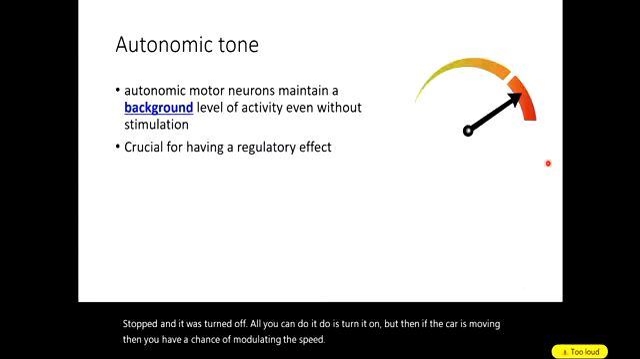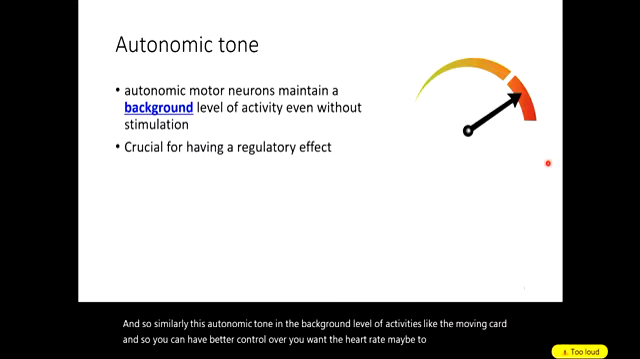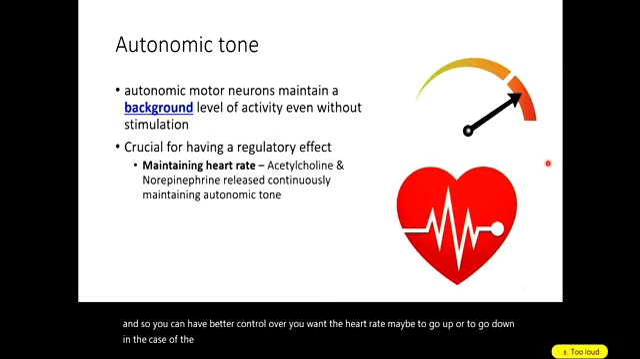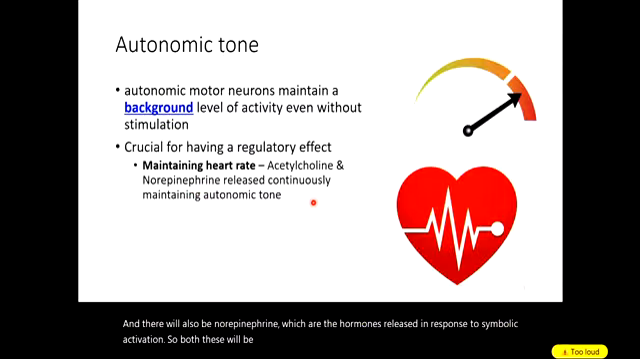Similarly, this autonomic tone, the background level of activity, is like the moving car, and so you can have better control over it. You want the heart rate maybe to go up or to go down in the case of the heart. So an organ like the heart, which has dual innervation, will have both the release of acetylcholine, which is the neurotransmitter released to target organs when the parasympathetic division is activated, and also norepinephrine, which is released in response to sympathetic activation. Both of these will be released continuously to maintain this autonomic tone.